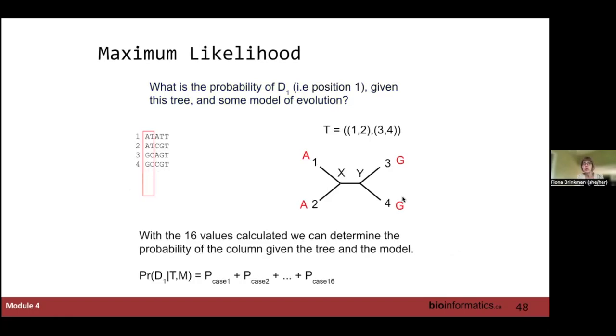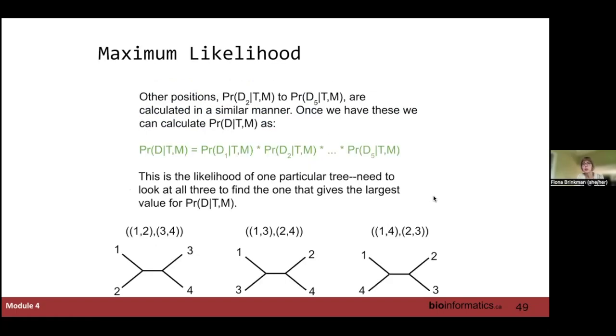Now, we can calculate these 16 values, which basically determine the probability of that column given that tree and that model. Other positions, we can do in the same manner. We can do that for the first position, and for the second position. Again, we're looking at those ancestral X and Y possibilities. And basically, we get the likelihood of this particular tree and need to look at all three to find out which gives the largest value, which is the most likely of these three possible trees.